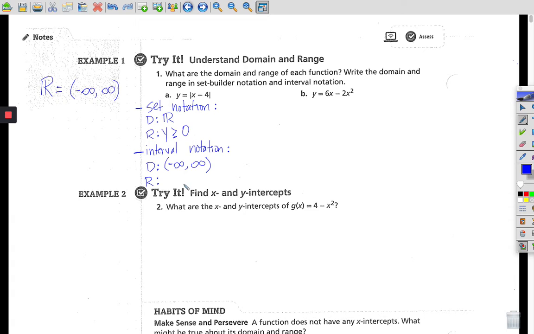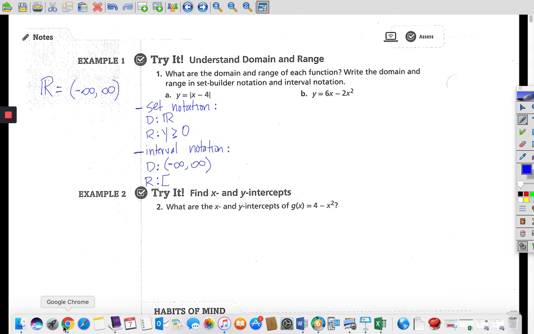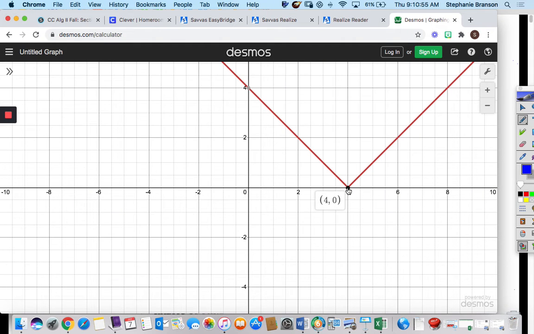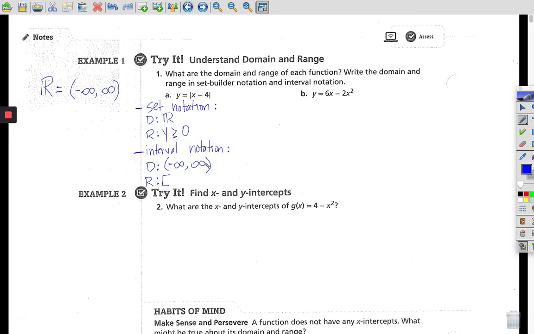Well, how would I write that as interval notation? We start with your smallest value, or our minimum. Do you see how that was our smallest y value right here? We had no y value smaller than that. So my smallest y value is 0. My largest y value is infinity because it's going to keep going up.